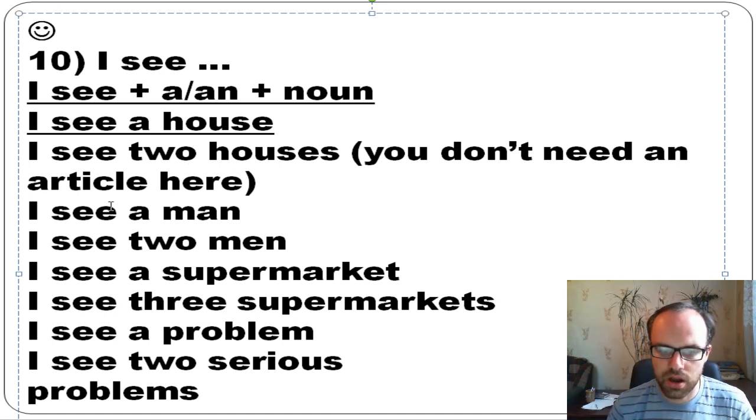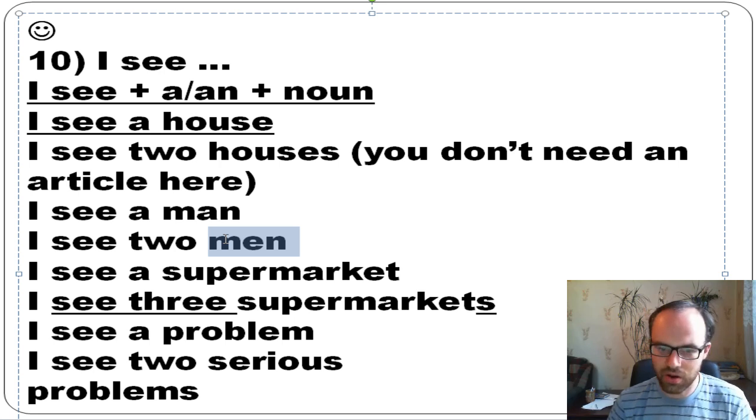Okay? So I see a man. Yeah, we open our mouth. Man. And I see 2 men. We open it, but little. I see a supermarket, but I see 3 supermarkets. Yeah? No article, and you have s. You see, we don't have s here because it's an exception. You remember, 1 man, many men. 1 person, many people.